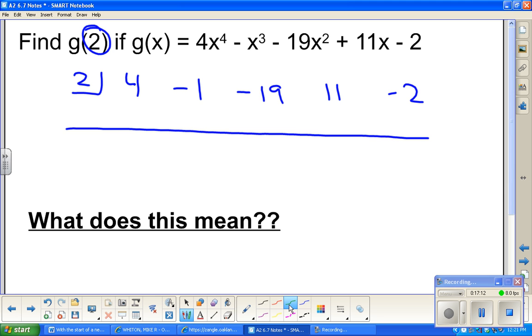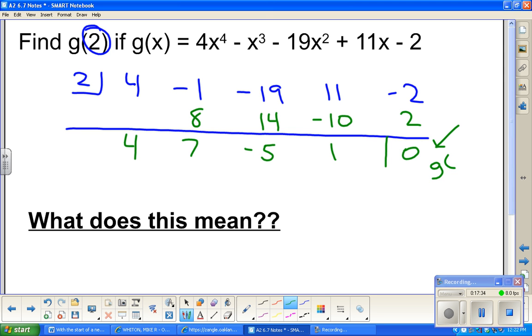Hopefully you guys work this out. Bring your 4 down and multiply. Negative 1 plus 8 is 7, multiply by 2 is 14, add to get negative 5, multiply by 2. All right, so we got a 0 here. What we just found is that g of 2 actually equals 0. This is not exactly the same as saying something's a factor. I mean, it's all related, but for now, what we literally just found was that g of 2 equals 0. So the question is, what does that mean?